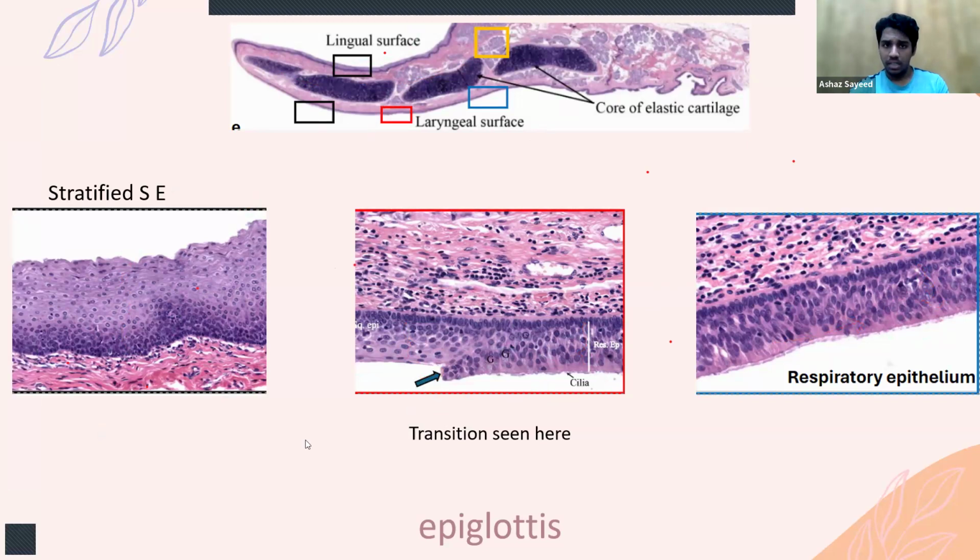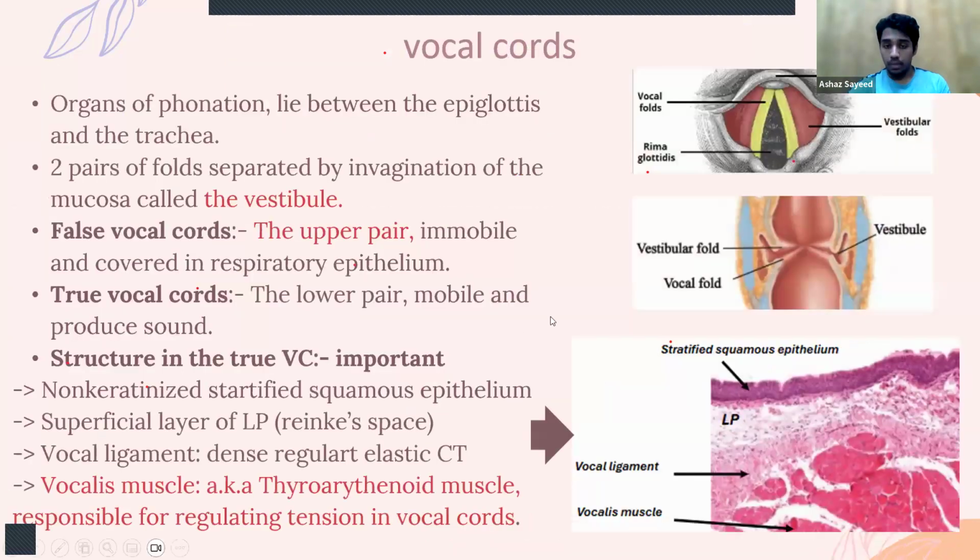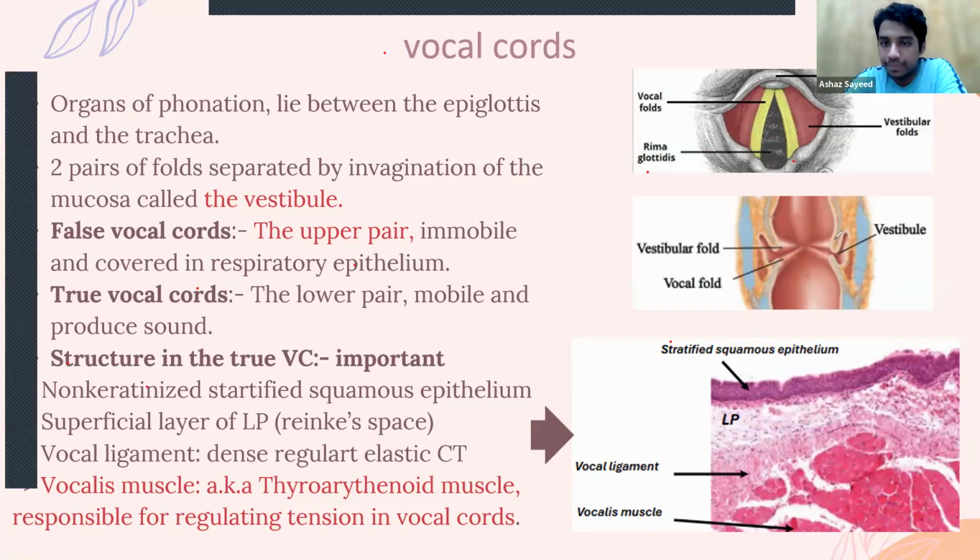That was it for the epiglottis, I guess. Now we'll talk about the vocal cords. The vocal cords are your actual organ of phonation, which means you can produce sound because of your vocal cords, and they lie between the epiglottis and the trachea, midway in the larynx. Get this image over here. This right here is a false vocal cord. This is a true vocal cord. The gap between the false and the true vocal cords is called the vestibule.